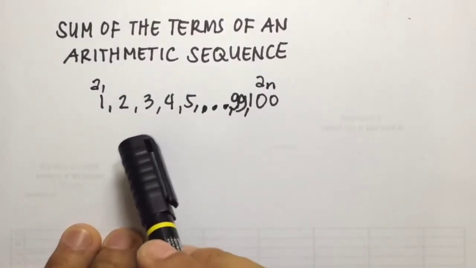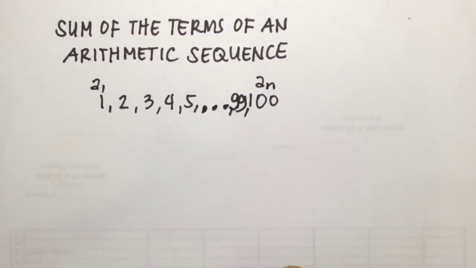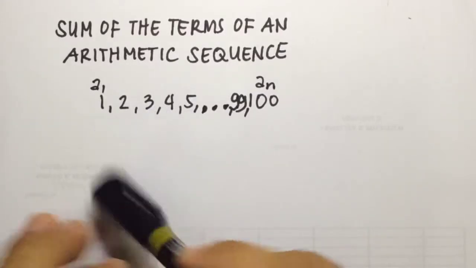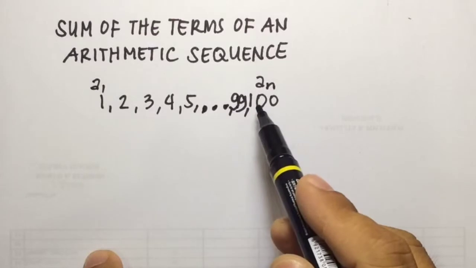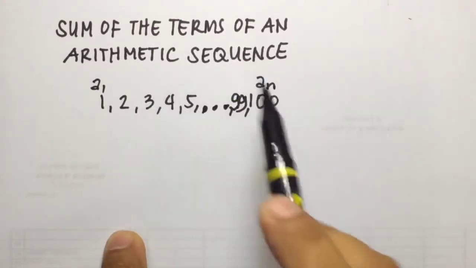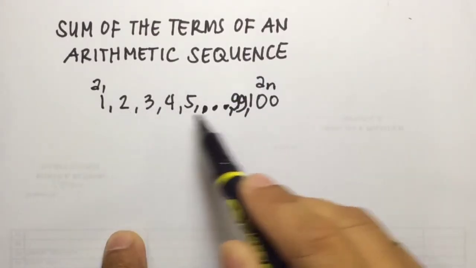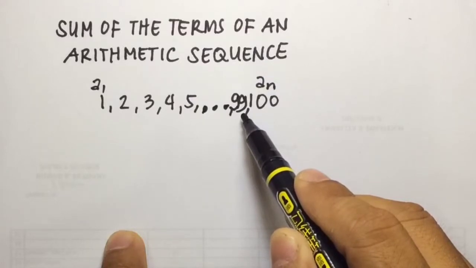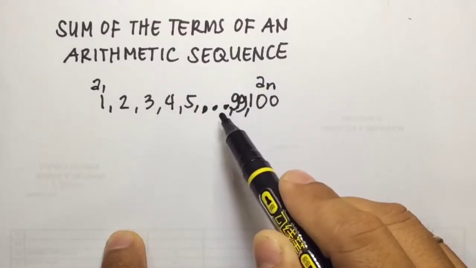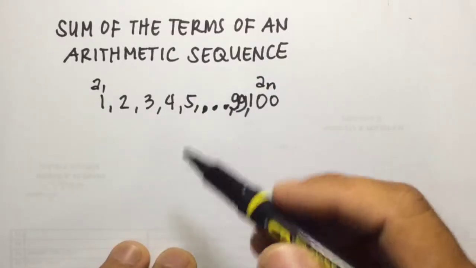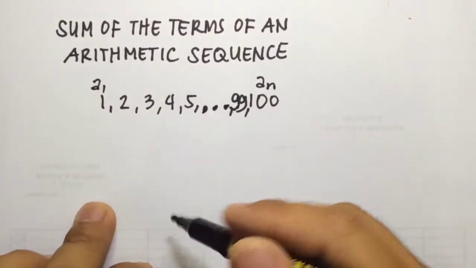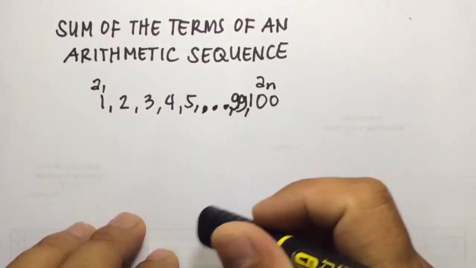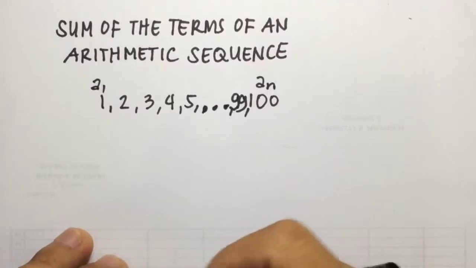Now if we're going to add all of the numbers here, the technique that we're going to use is we're going to add 1 and 100. So that will be 101. Then 2 plus 99, it is also 101. 3 plus 98, it is also 101. And all of the pairs will be equal to 101. So we're going to do this by pair.